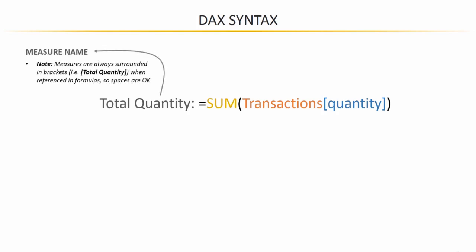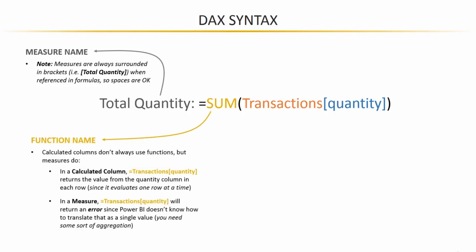In gray, we have the measure name. And like I mentioned, measures will always be surrounded by brackets when referenced in formulas, so having spaces here is okay. Now the next component immediately following the equal sign is the function name. Now, interesting note here, calculated columns don't require functions, but measures do.